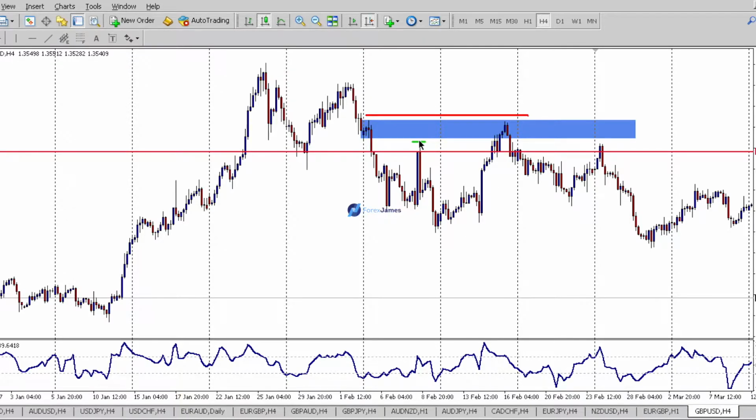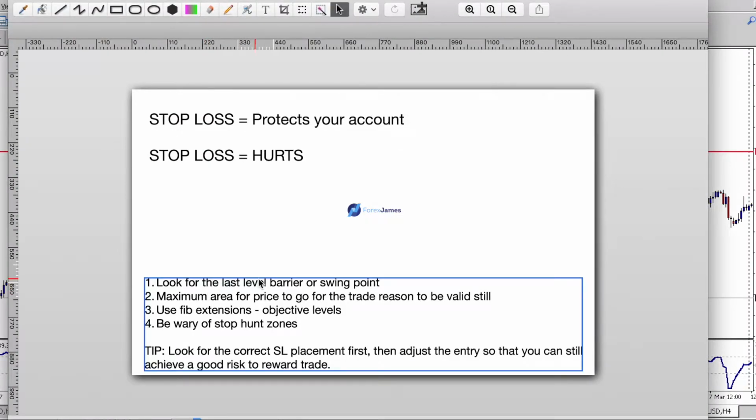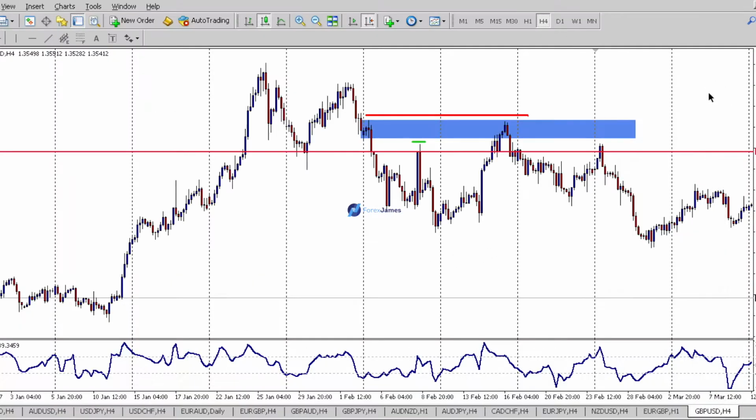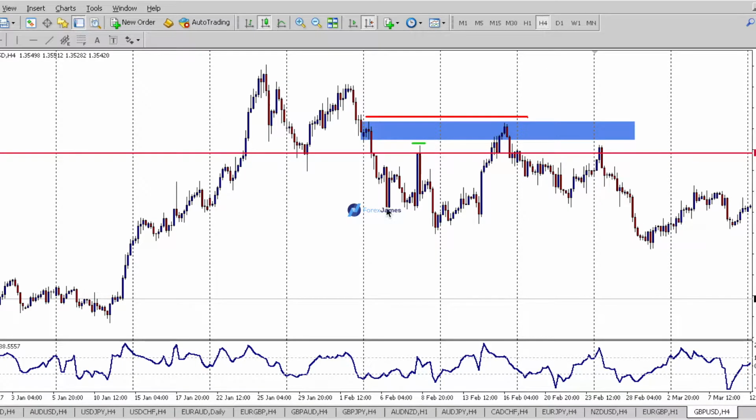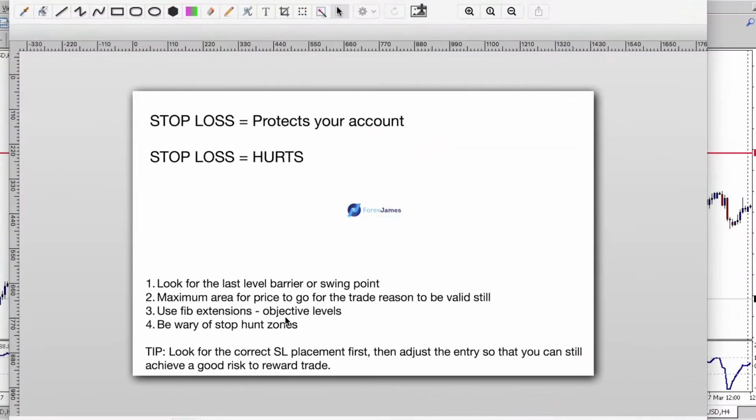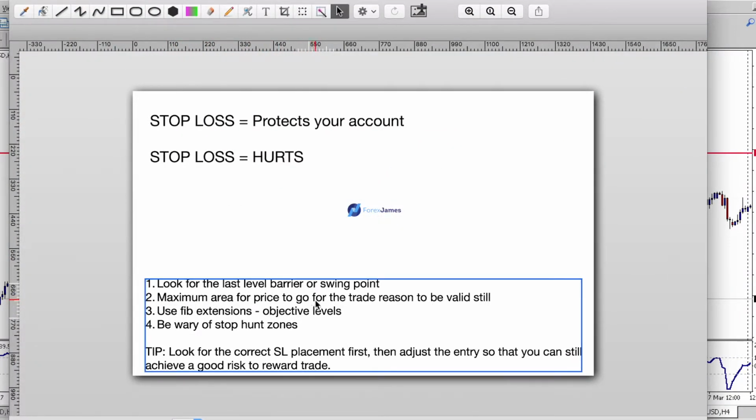All right, so that's number one, the last level barrier or swing point. This is a drop-based drop level, which is pretty strong here. So pay attention to the closest level. And number two is to use the maximum area for price to go for the trade reason to be valid still. Let me explain this.